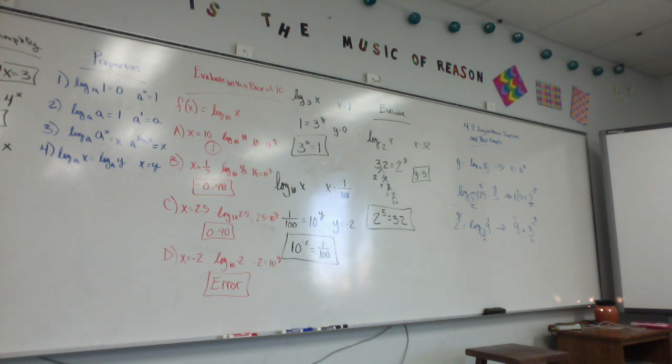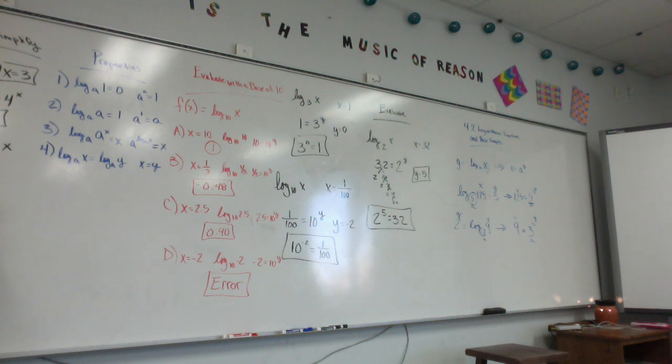And then the last one says, if I have 7 to the log base 7 of 14, how can I rearrange that? Or what can I do? 7 to the log base 7 of 14.